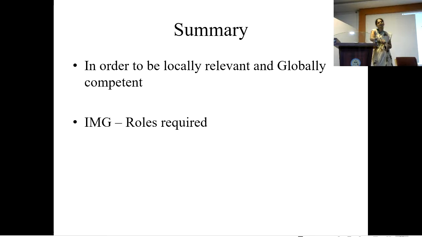So overall, to summarize what this session is all about, it is basically in order to be locally relevant and in turn globally competent. Locally relevant and globally competent. So this is how this curriculum is designed, based on the community requirement. To perform this, the IMG's roles are required. How many roles? 5 roles. Which are the roles? Clinician, leader, communicator, lifelong learner, and professional. So that ultimately you can perform this. Clear?